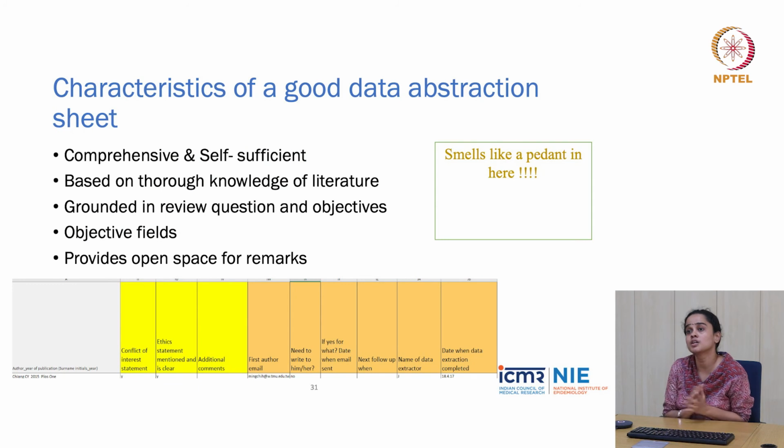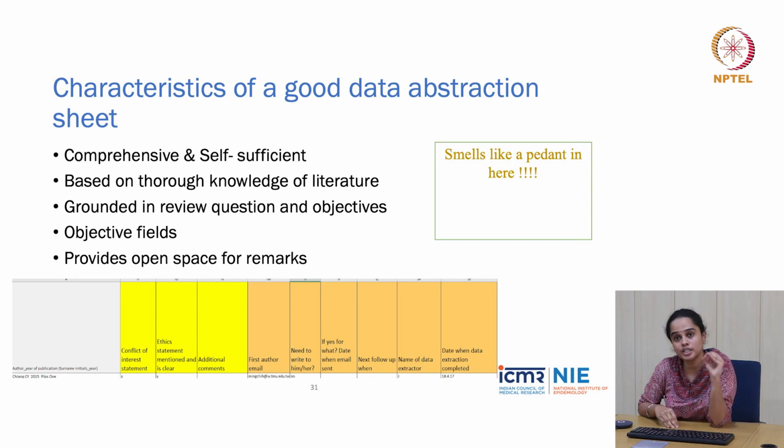So what does a good data abstraction sheet look like? It has to be very comprehensive and self-sufficient. You should not have to go back every time to the original article and fish out data. Once you have filled out the data abstraction sheet for a given article, it should be self-sufficient in itself. It should be based on thorough knowledge of the literature. It should be grounded in your review question and objectives. Please do not deviate and drift and go into random pursuits. Stick to your review question and objectives.